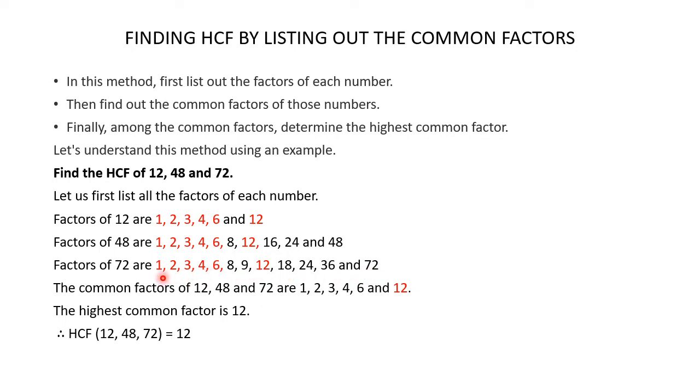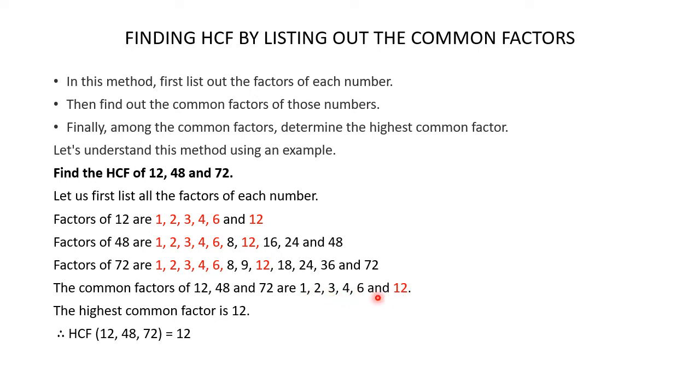These numbers divide 72 completely without leaving any remainders. So these are the factors of 72. Now when you look at the factors of 12, 48 and 72, you'll notice that the factors 1, 2, 3, 4, 6 and 12 are common in all the three. So the common factors of 12, 48 and 72 are 1, 2, 3, 4, 6 and 12.